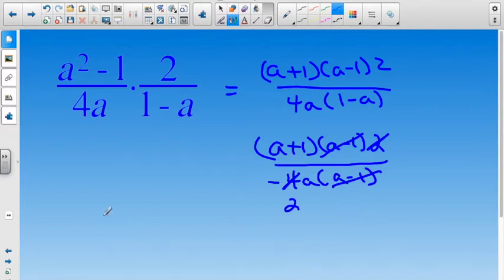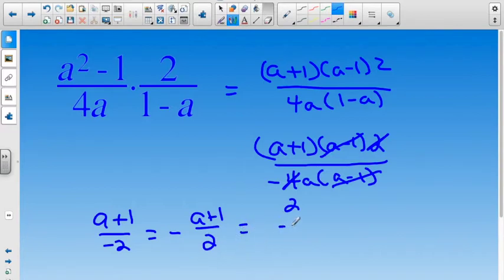So what I have left here is a plus 1 over negative 2. Or I could write this as negative a plus 1 over 2. Or the other way I could write this is negative a plus 1 divided by 2. Any one of those three answers would be okay in the simplification of this.